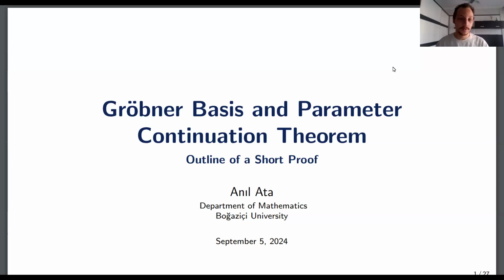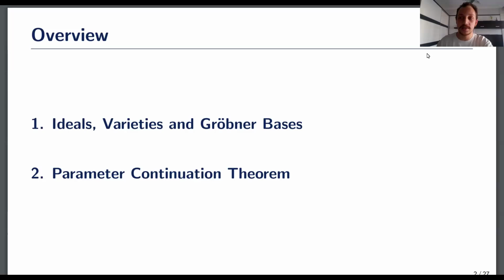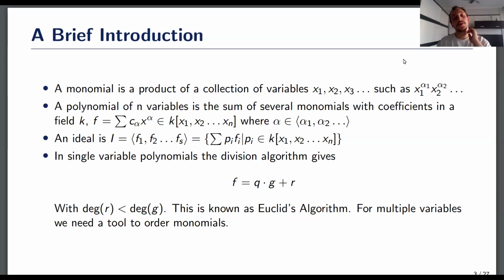Hello, everyone. As Levent introduced, I'm going to talk about Gröbner Basis and Parametre Continuation Theorem. First, I will give some basic objects in algebraic geometry, then talk about the parameter continuation theorem. For a brief introduction, a monomial is defined as a product of several variables with different exponents, and a polynomial is the sum of those monomials with different coefficients.